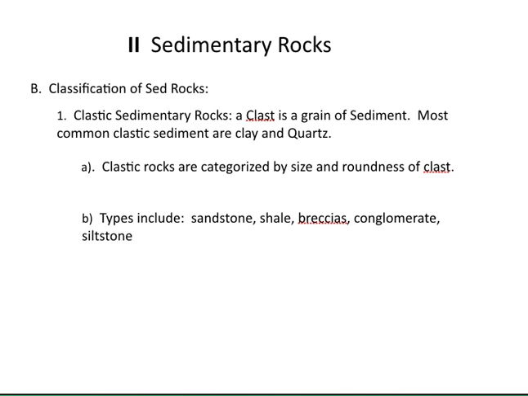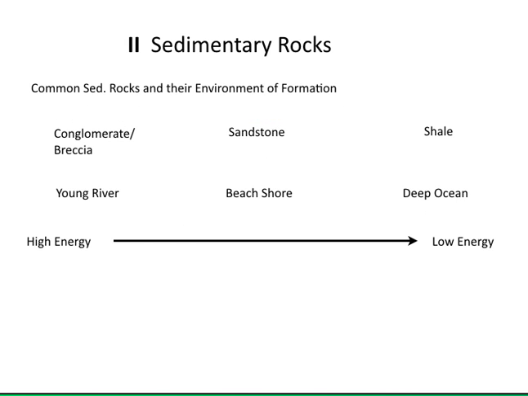They are usually named or categorized by the size of the clast, meaning from gravel to sand to clay, or the roundness of the clast, being angular or being very rounded. Here's a quick table showing that as the energy of the depositional environment changes from high energy to low energy, the size of the sediment changes, and that's what really causes the change in the rock name.